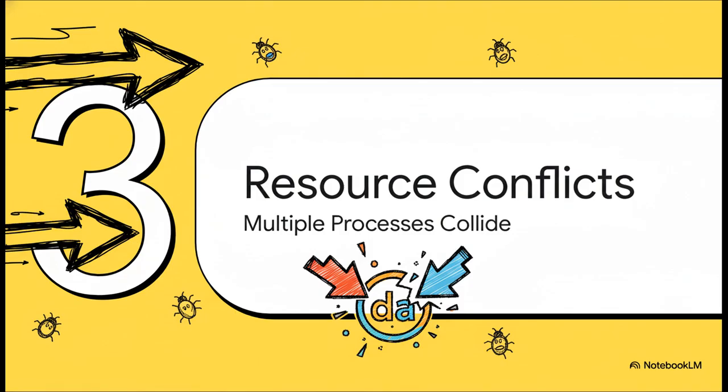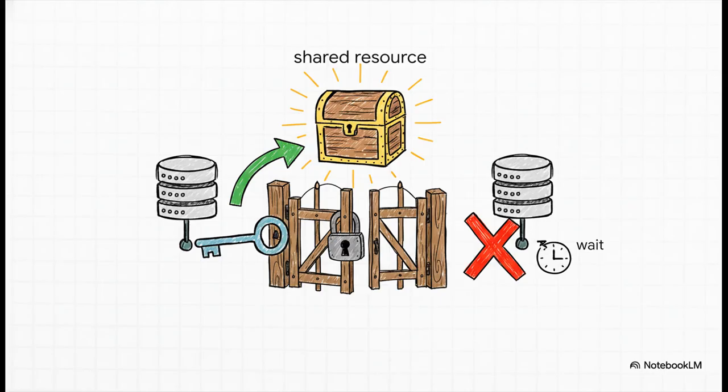Let's look at problem number 3, resource conflicts. Imagine 2 different processes trying to update the exact same piece of data at the exact same time. Who wins? This is called a race condition, and it can lead to corrupted data and all kinds of nasty bugs. Redis solves this with a really neat concept called a distributed lock. And the key to making this work is a powerful atomic command called SETNX. It's short for set if not exists, and it does exactly what it says. It lets a client set a key only if that key doesn't already exist.